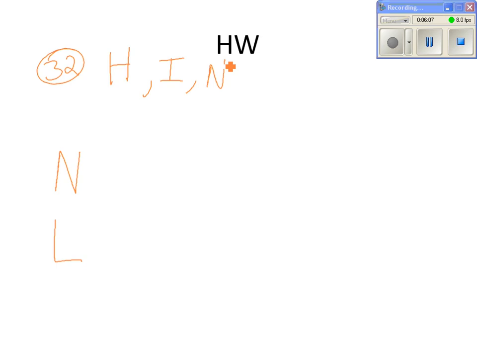M, N, O. O works. P. Q. R. S. Yes. S works. T. No, T doesn't work. It's upside down, right? If we do make a T, make a perpendicular sign. Perpendicular sign, very good. Damien couldn't think of it.